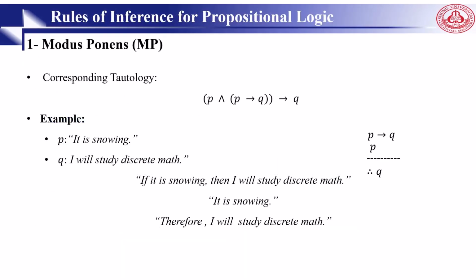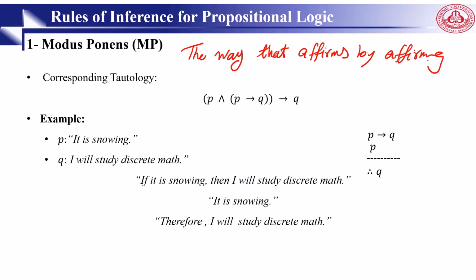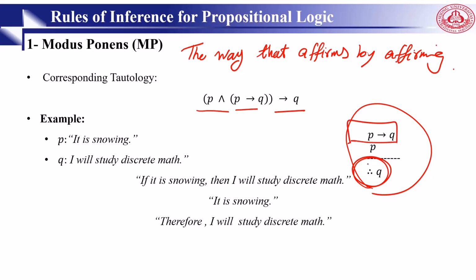The first rule that we are going to learn is modus ponens, or also called implication elimination. This modus ponens is a Latin word, and the meaning is the way that affirms by affirming. So the basis of the rule of inference modus ponens is this tautology: P and P implies Q implies Q. Using this tautology, we can come to this conclusion: P implies Q, P, then we can conclude Q. If P implies Q and we have P, then we can conclude Q because P already implies Q.